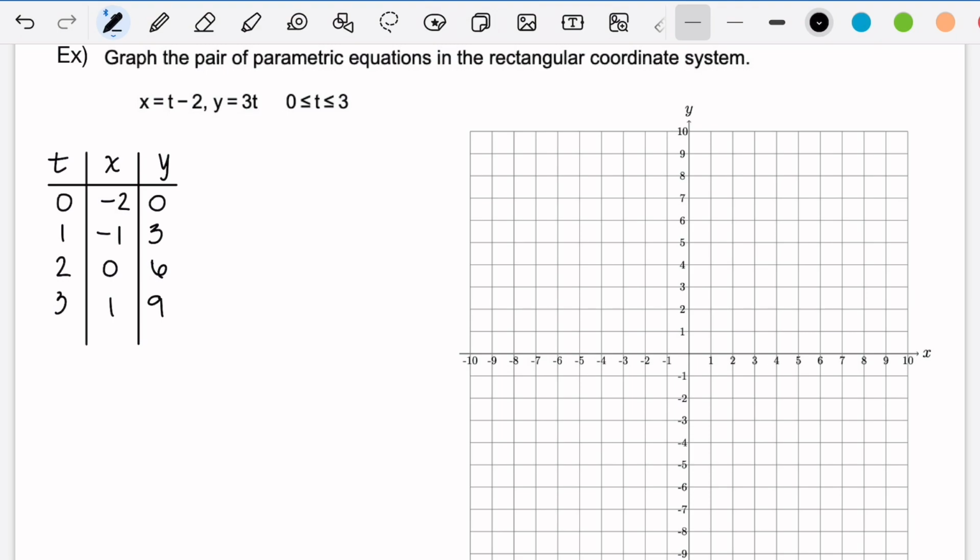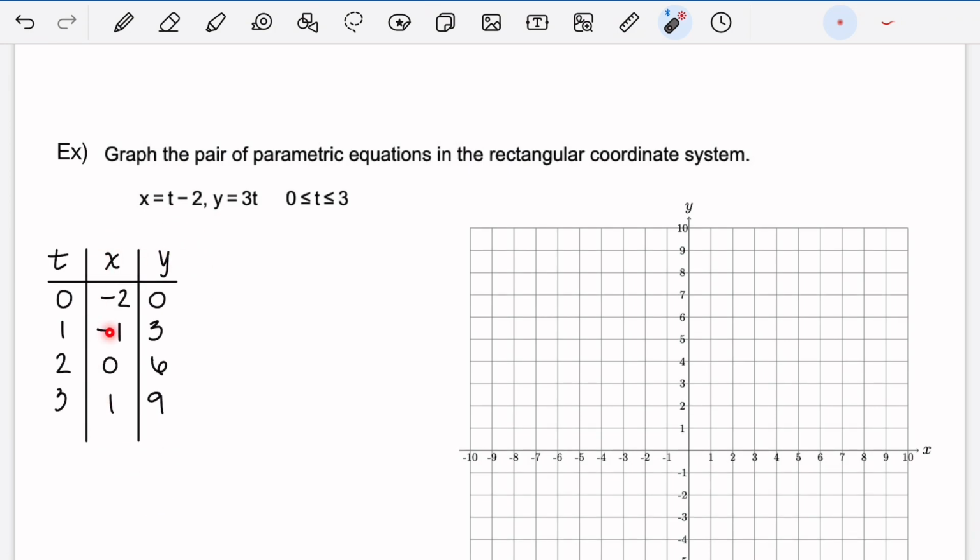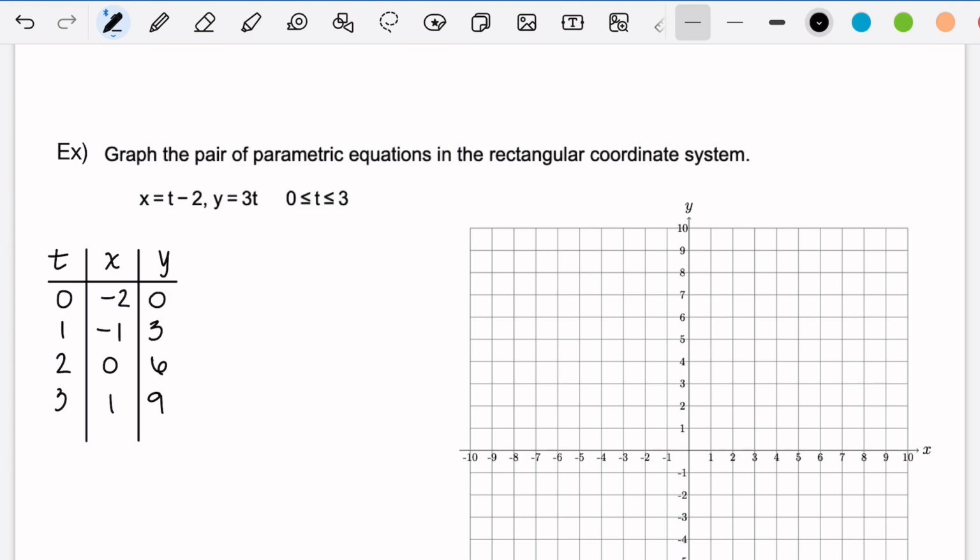So now what we can do is plot these points, and we're going to plot the point x comma y. We're looking at the rectangular coordinate system here. So our x value is going to be negative 2, our y value is 0, so at that point, our x value is negative 1, our y value is 3, and so on. So plotting these points and then connecting them, we'll get this line here.